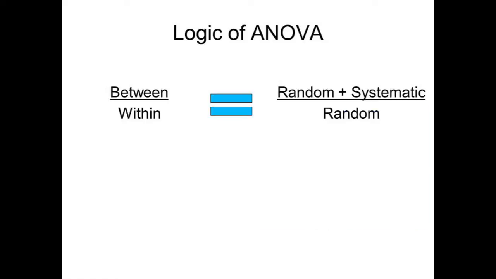So if we divide our between groups variability by our within group variability, then what we're really doing is dividing the systematic plus random variability by random only variability. If the null hypothesis were true, then we'd actually expect no systematic difference because they would all be from the same population. So we would expect the systematic part to be 0. So it would be random variability over random variability, which would equal 1.